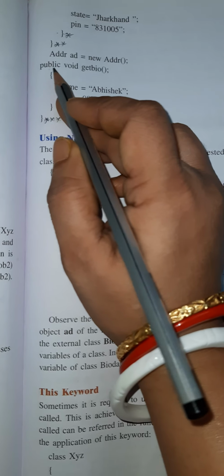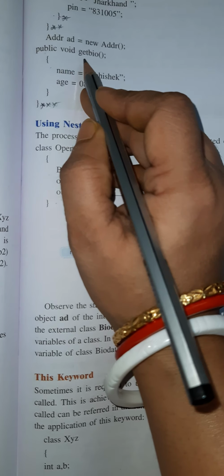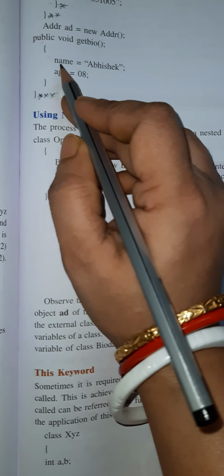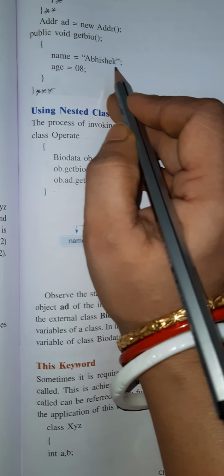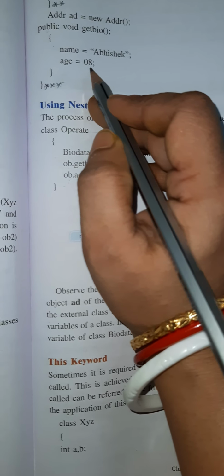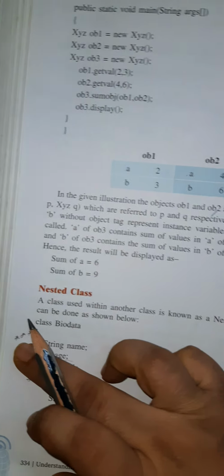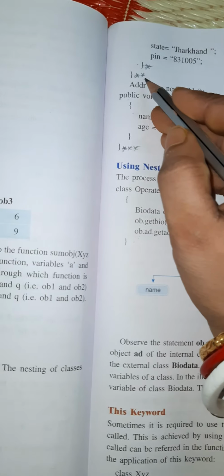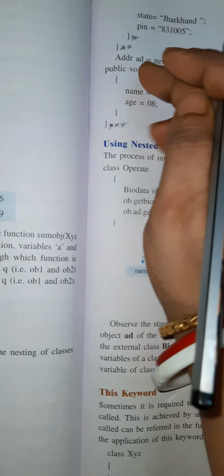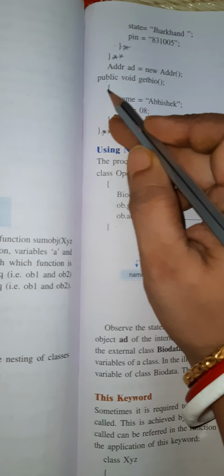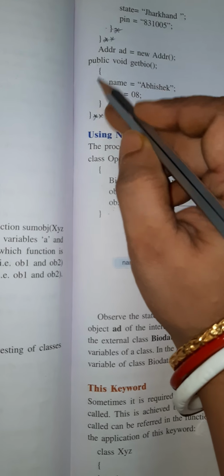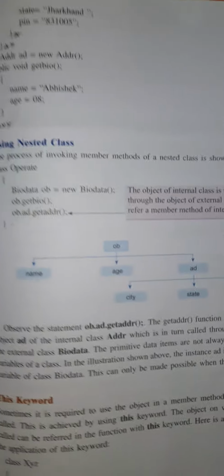And then here another method is there, public void get bio. Inside it name is equal to Abhishek and age is equal to 0. So this method is inside the bio class. You can see the triple asterisk is there. Our double asterisk is the class of the adder class, so it is closed here. So that is the inner class over. Again we are coming to the outer class, so this method is present inside the outer class.